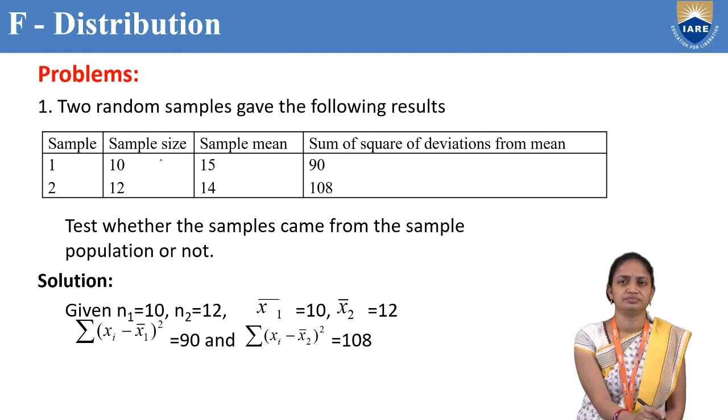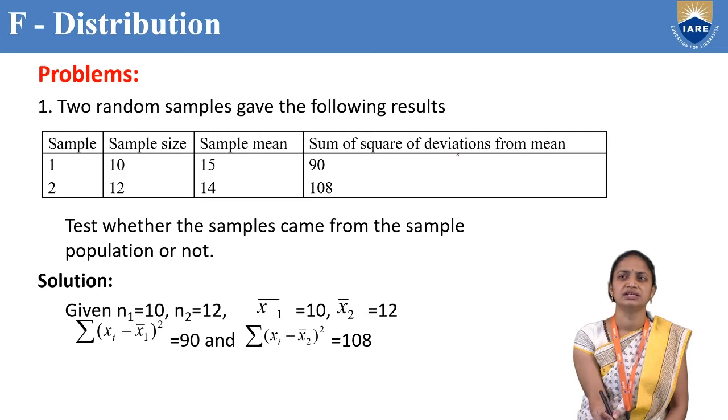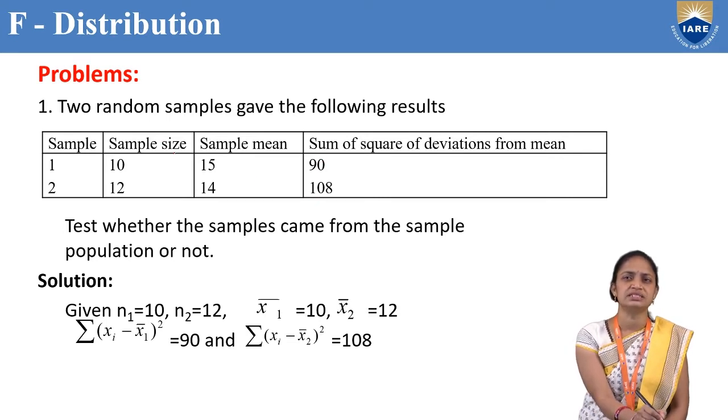First problem. Two random samples gave the following results. Sample 1 and 2: sample size 10, 12; sample mean 15, 14; sum of squares of deviations from mean 90, 108. So sample sizes are denoted with n.